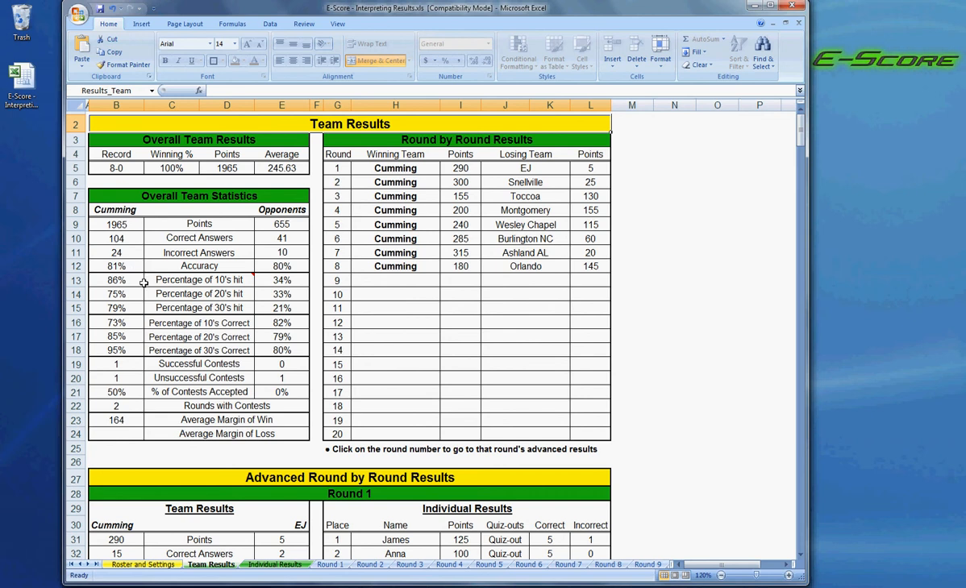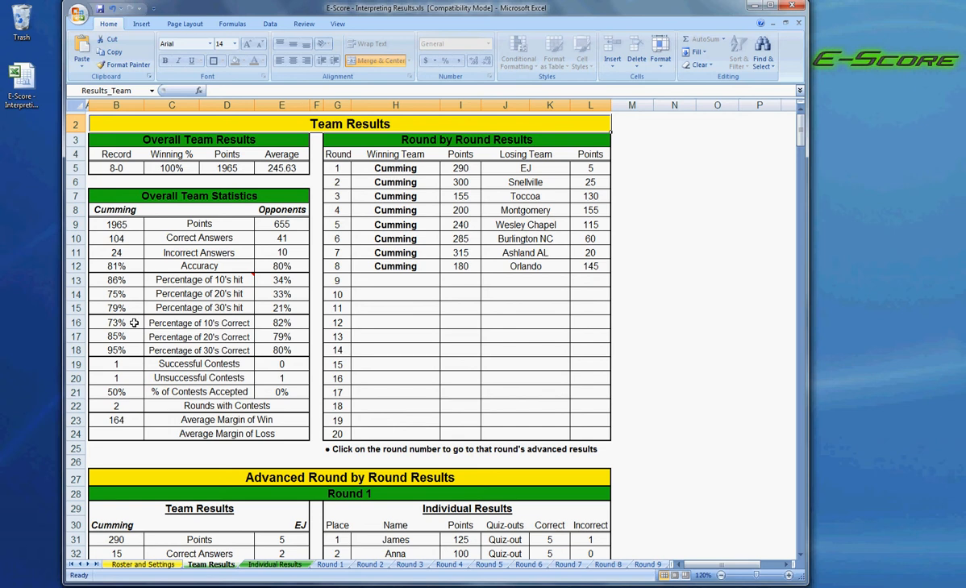Okay, so percentage of 10s hit. This is pretty easy when you think about it, because if you think of all the 10s that are asked, my team hit 86% of them, and the other team hit only 34%. Now you might be saying, well, that doesn't add up to 100, and that's because of rereads. So it very rarely adds up to 100, and usually on 30s it won't. 10s and 20s will go over 100 if you add them up, and 30s will be under because of no responses.